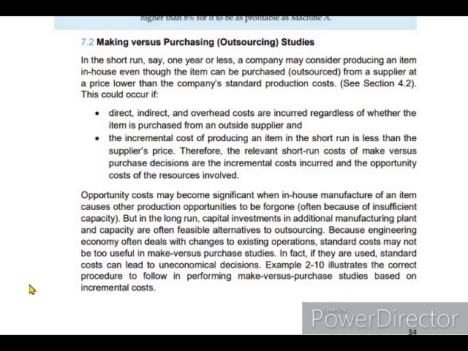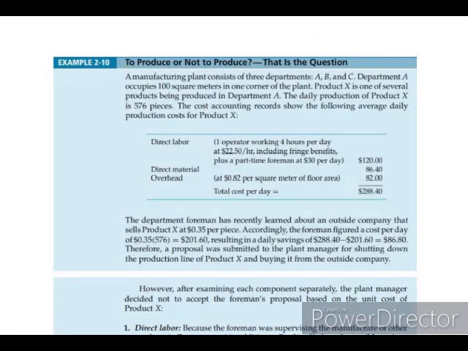Standard cost may not be too useful in make versus purchase studies. In fact, standard cost can lead to an uneconomical decision, so we will avoid using standard cost. Example 2-10 illustrates the correct procedure to follow in performing make versus purchase studies based on the incremental cost. This example will show us how to decide between making an item or just purchasing that item. So, to produce or not to produce, that is the question.